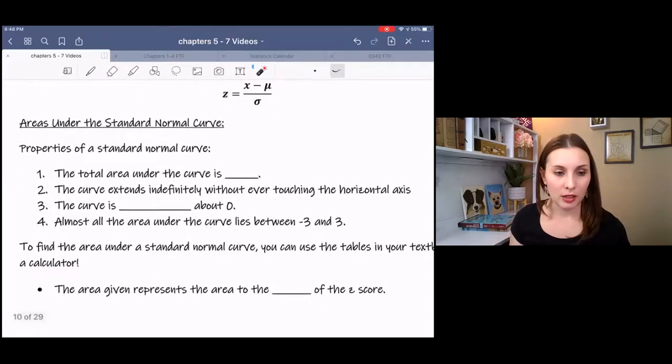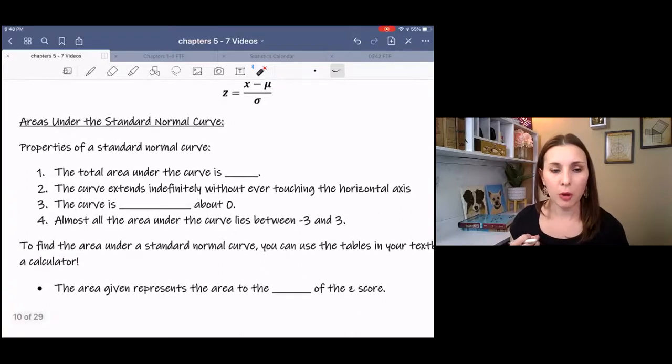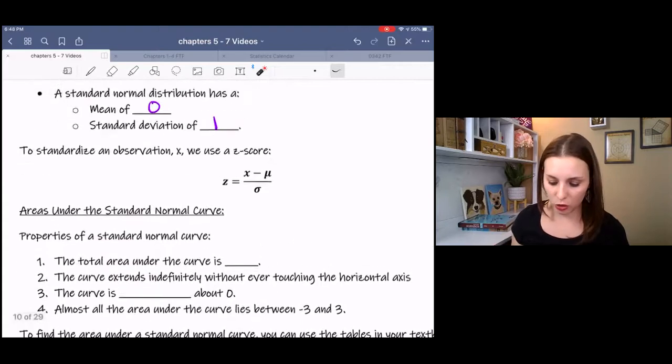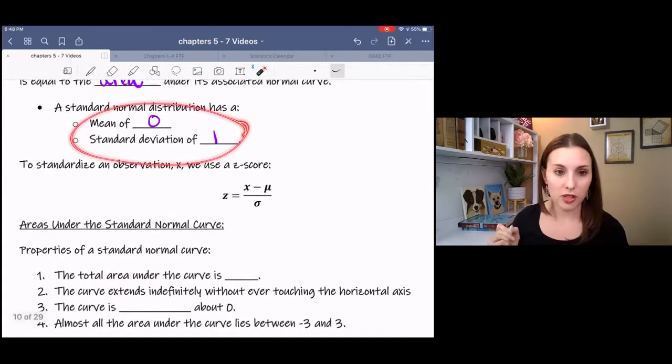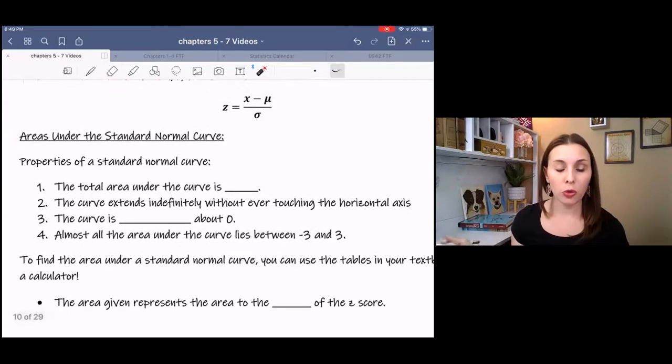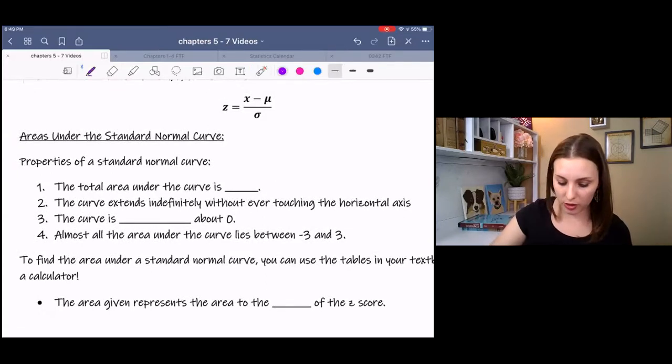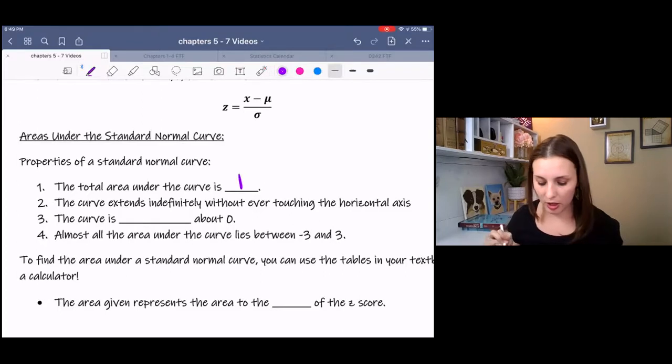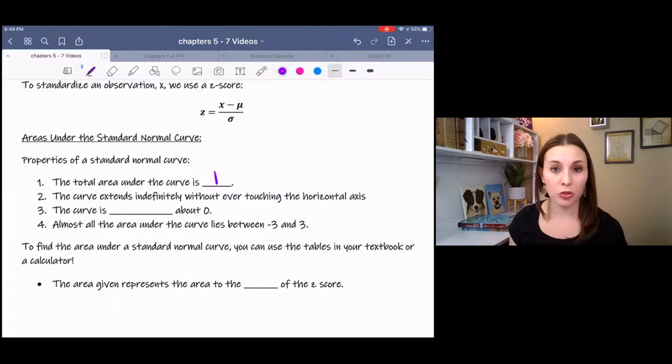So we'll use that down here. Properties of a standard normal curve. A standard normal curve has these characteristics. It's bell-shaped. It's centered around 0 with a standard deviation of 1. So the total area under the curve is still 1. The curve extends indefinitely without ever touching the horizontal axis.